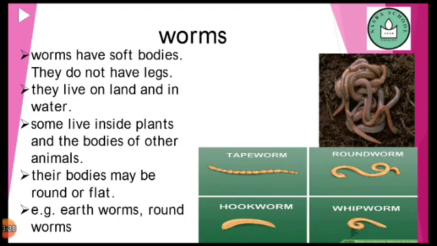Okay, moving forward we have worms. So worms have soft bodies, they do not have legs, they live on land, in water, both. Some live inside plants and the bodies of other animals. Their bodies may be round or flat, for example earthworms and roundworms. Here you could even see different kinds of worms like tapeworm, roundworm, hookworm, whipworm.